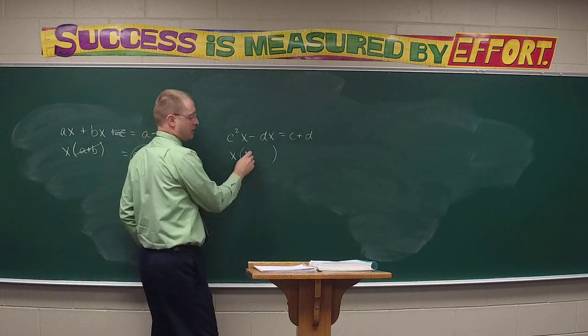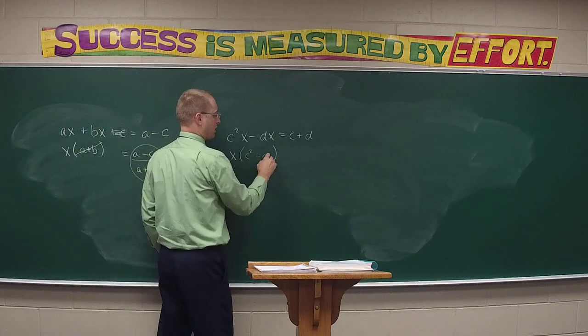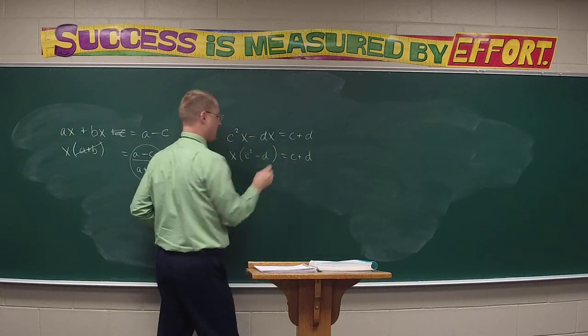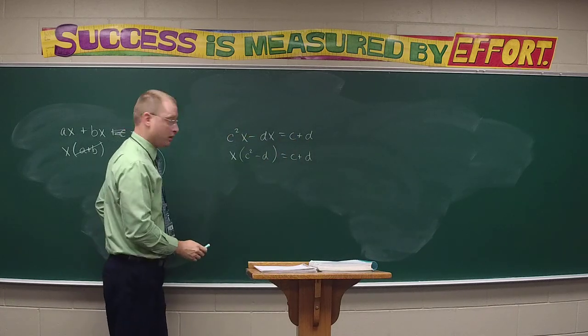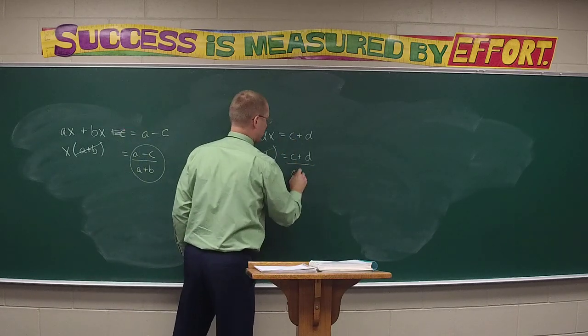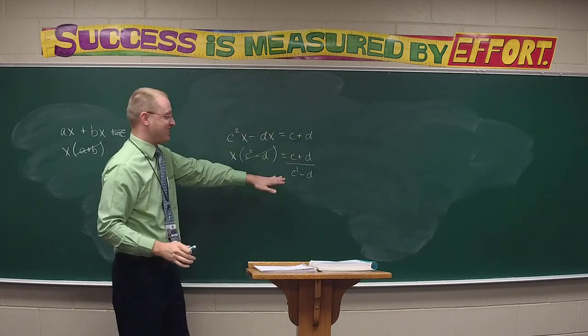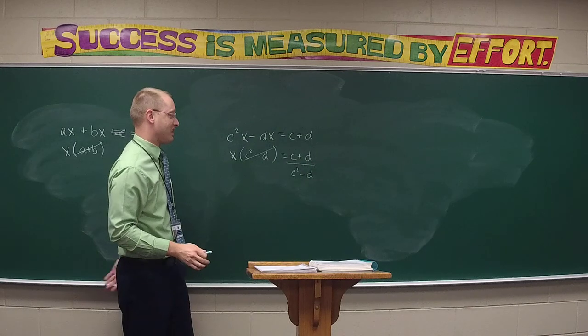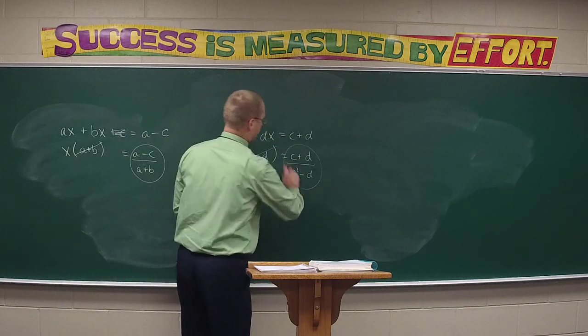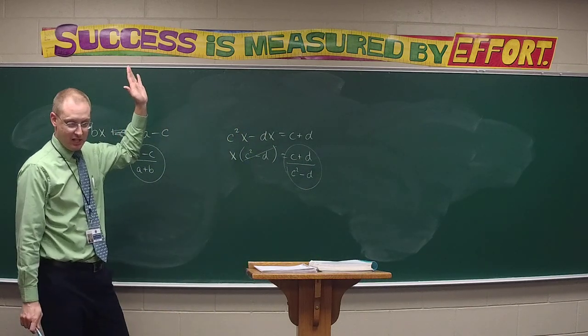Here they're already separated. C squared minus d, all equal to c plus d, and then divide away the c squared minus d. And everything, I just started to do it there. Everything in me wants to factor this into c plus d, c minus d, and then cancel the c plus d's. But you can't do anything like that. You're done. How are we going to get c plus d over c squared minus d?